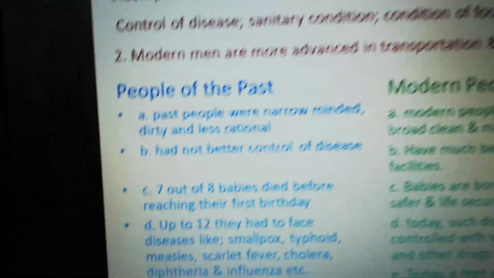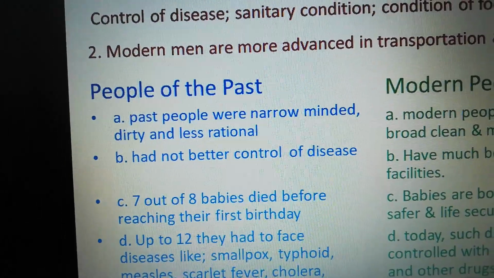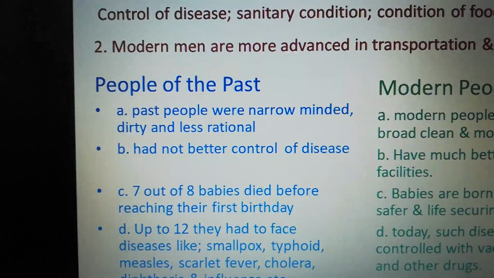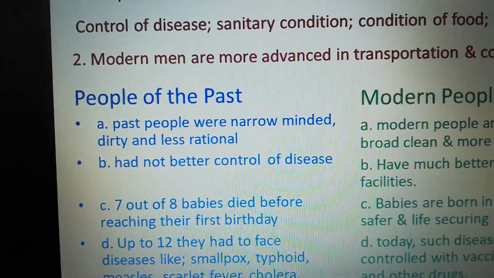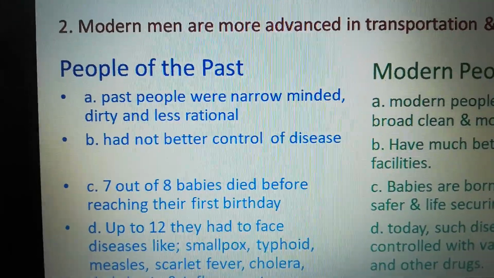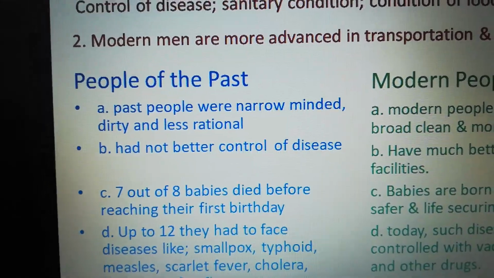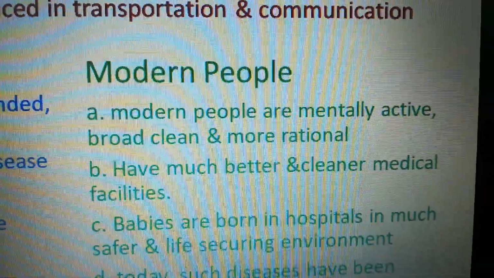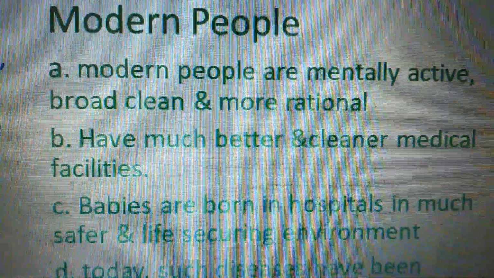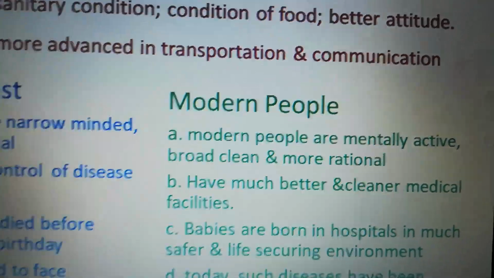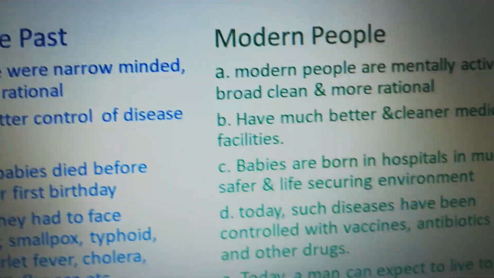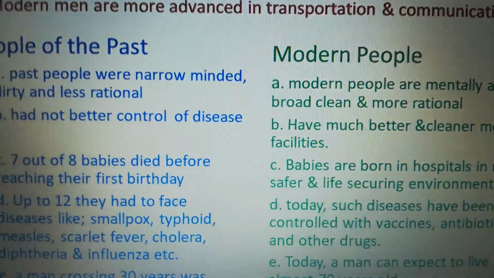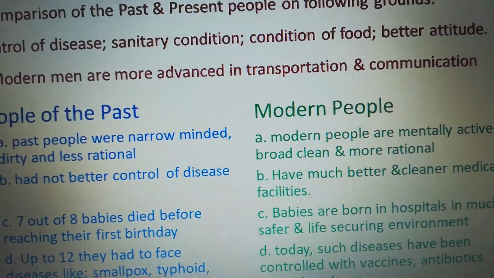The blue shows the people of the past, their situation, their location, their practices, their routine, and after that a nutshell brief history of the people of the past. The past people were narrow-minded, dirty, less rational or wise. Compared to them, modern people are mentally active, broad, clean, and more rational. So, you may repeat all these clauses, sections, and columns in your mind as you have read them in your previous lecture.